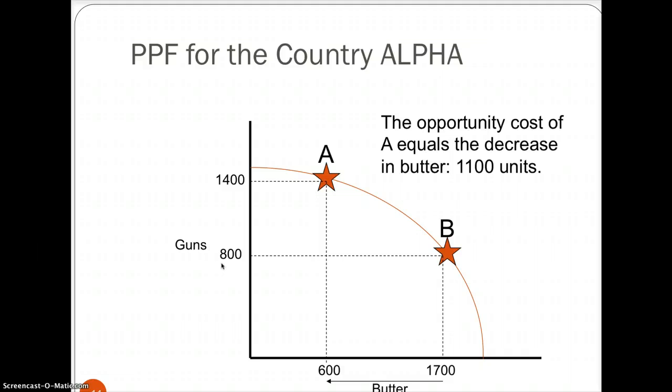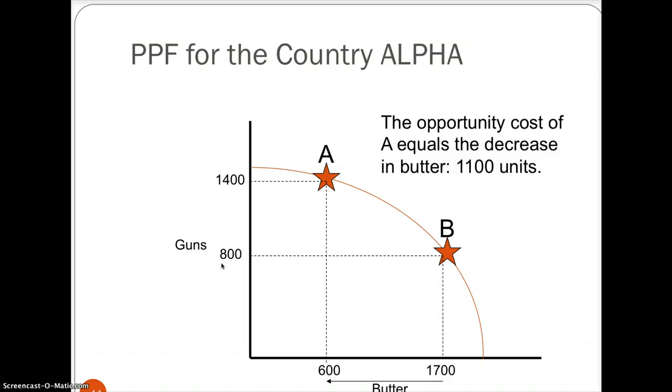So let's take a look here. If you move from B to A, this country, Alpha, is going to give up something and gain something. In this case, as you move from B to A, they're giving up 1,100 butter to get 600 guns. So the opportunity cost of A equals the decrease in butter, 1,100 units. Remember, the opportunity cost is just what you gave up when you decide to do something else. So what happened as this country moved from B to A is they gave up 1,100 butter. That was their opportunity cost.